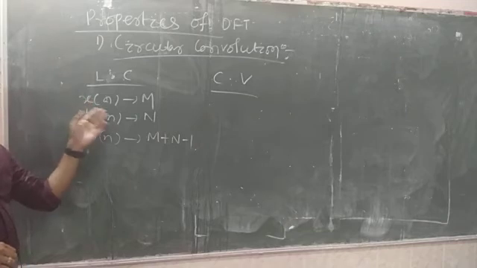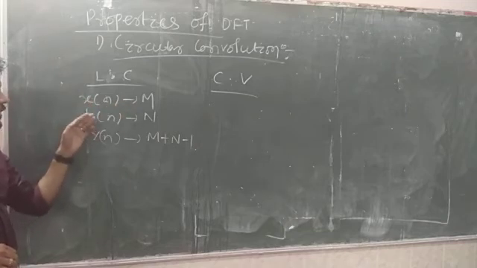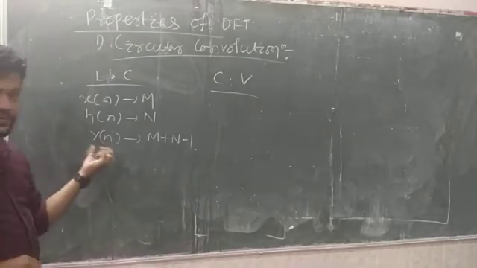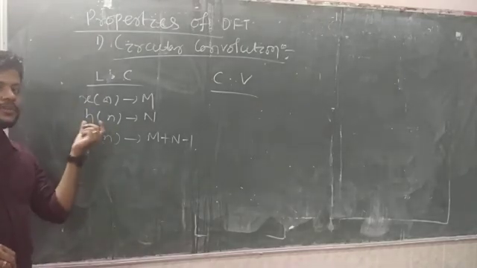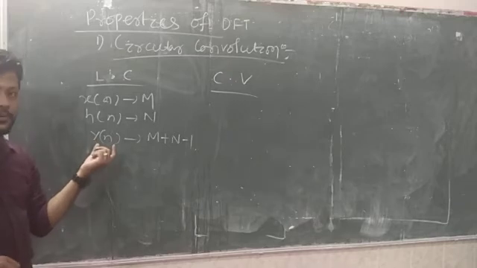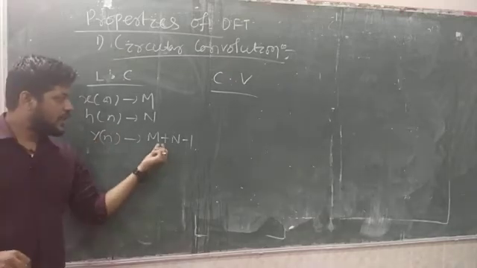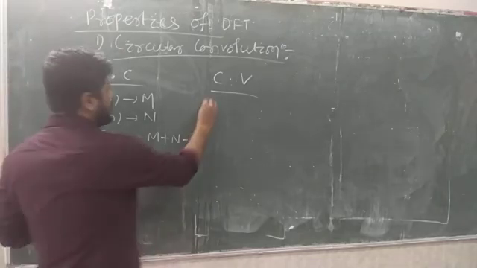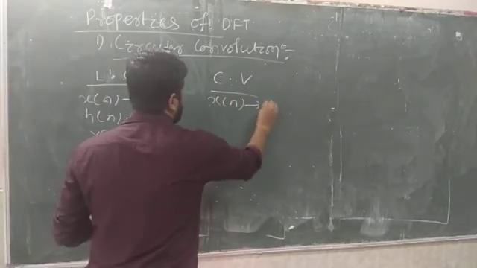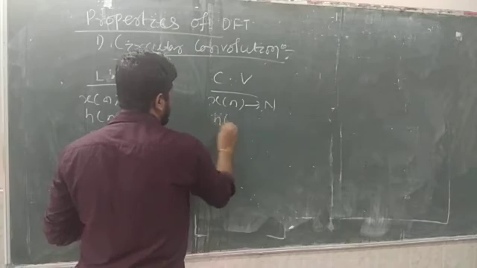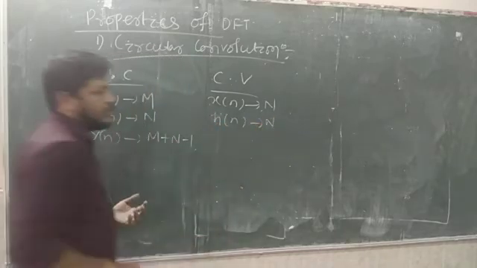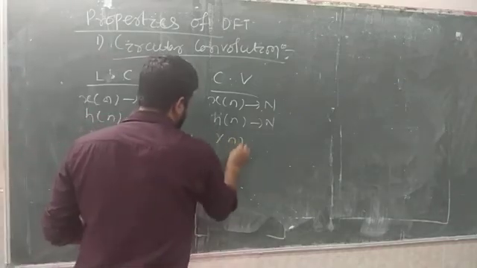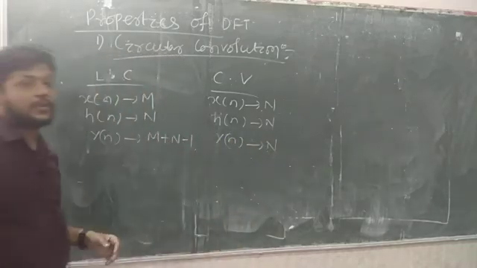If xn, your input signal, is given as m number of samples, hn, your impulse response, is given as n number of samples, then yn is your output response. This is your excitation, this is your impulse response, that is the system response, and yn is the output response. Then the output response consists of m plus n minus 1 number of samples. But in case of circular convolution, we have to take both xn and hn with n samples, that is, both with an equal number of samples, and yn we are also going to find with the same number of samples.